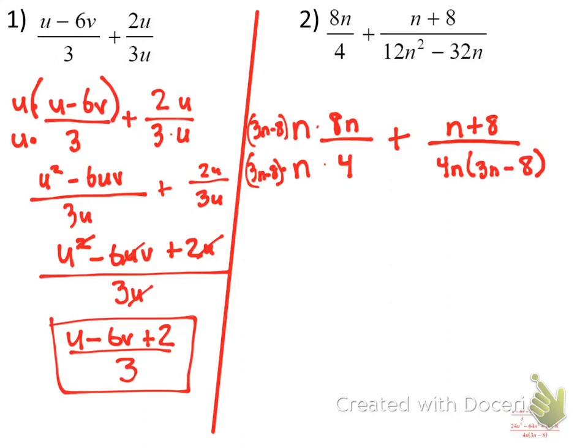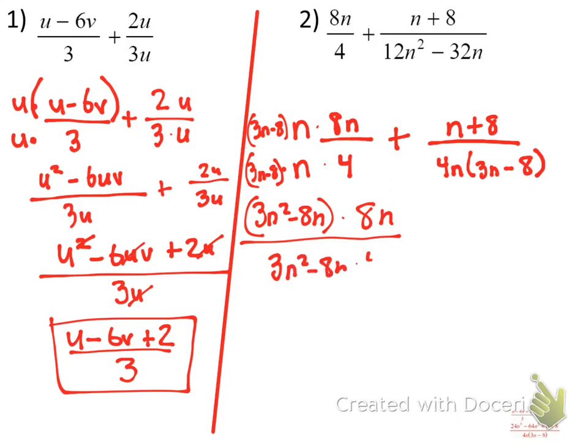3n minus 8 times n is going to be 3n squared minus 8n in its own parentheses, times 8n. The denominator is going to be 3n minus 8 times n, which is 3n squared minus 8n, times 4, plus n plus 8 over 4n times 3n, which is going to be 12n squared minus 32n. Okay?